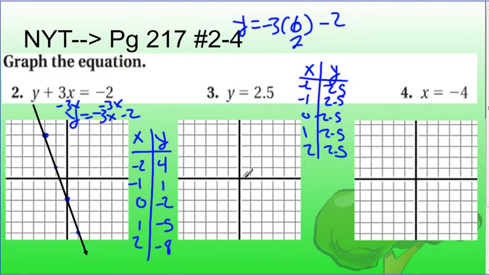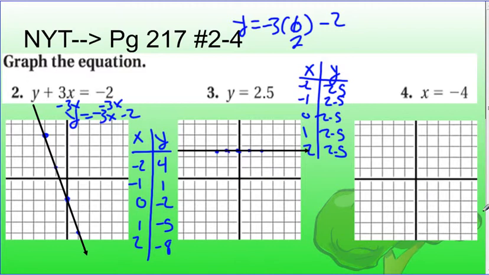So when I go sideways to -2, up to 2.5, which, by the way, is between 2 and 3. Second point, sideways to -1, up to positive 2.5. Third point, sideways to 0, up to 2.5. Fourth, sideways to positive 1, up to 2.5. Sideways to positive 2, up to 2.5. You see the line, right? It's this flat line going straight across here at 2.5.